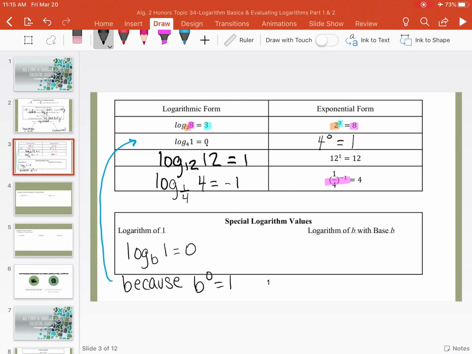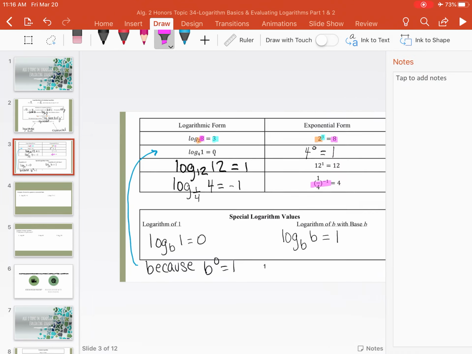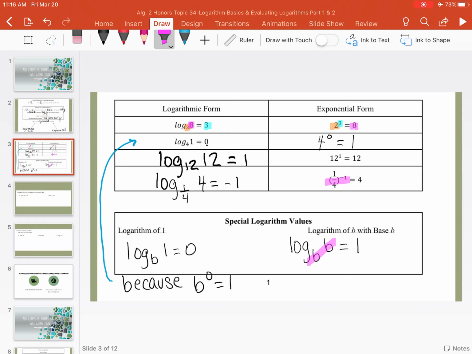Now a logarithm of b with base b. So if we ever have log base b of b, that's going to equal 1. So if these values ever match, it's going to be equal to 1 because b to the 1st power equals b. And we see that right here in that example.